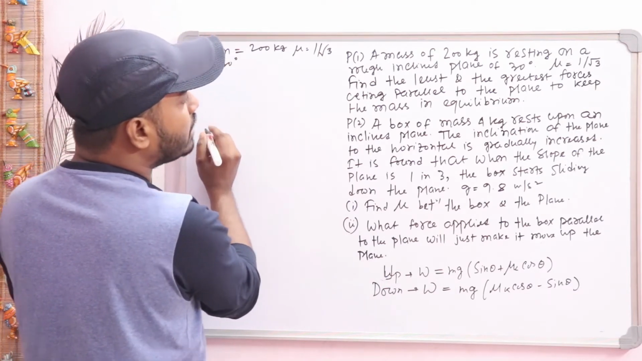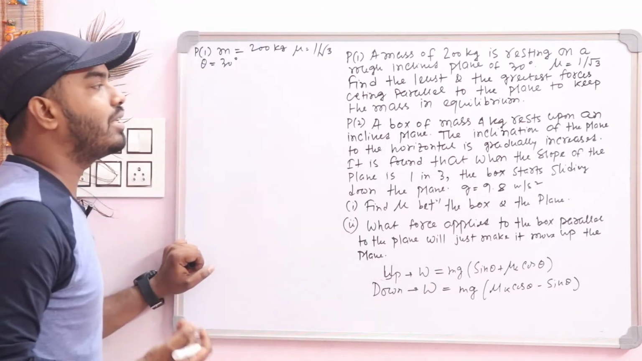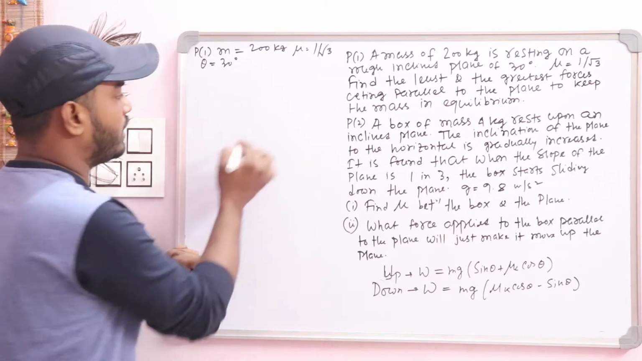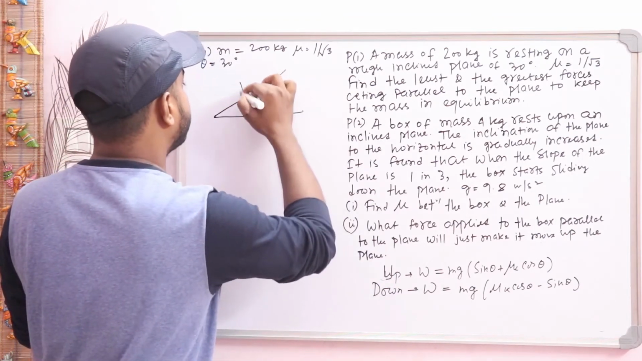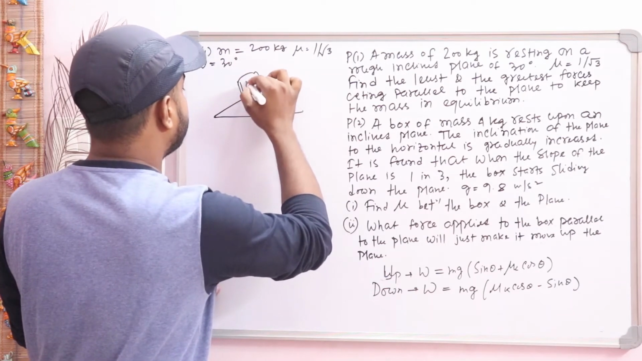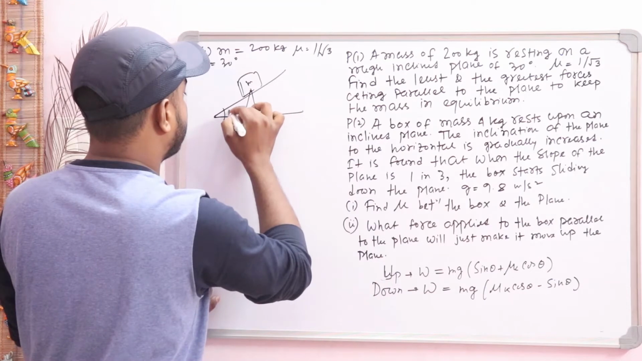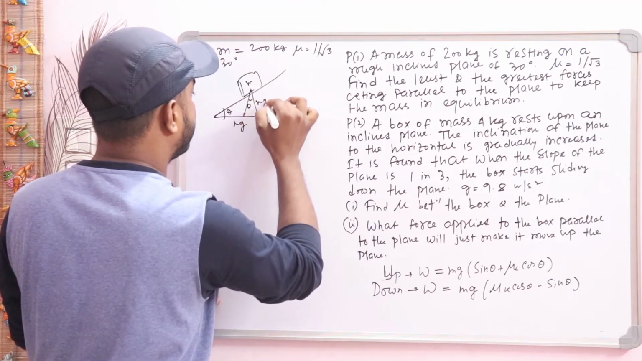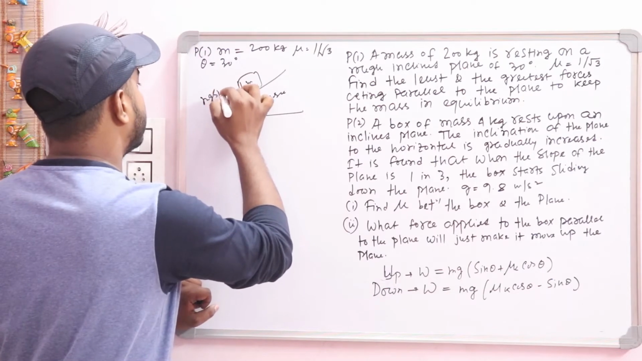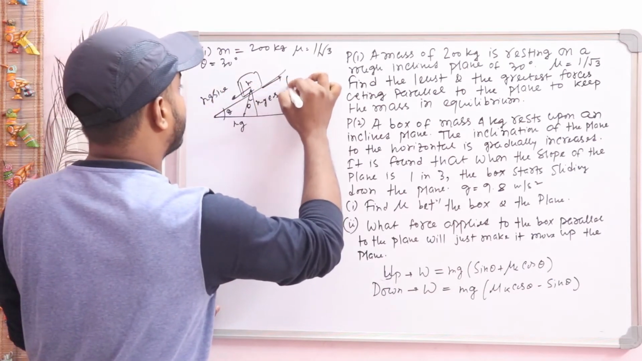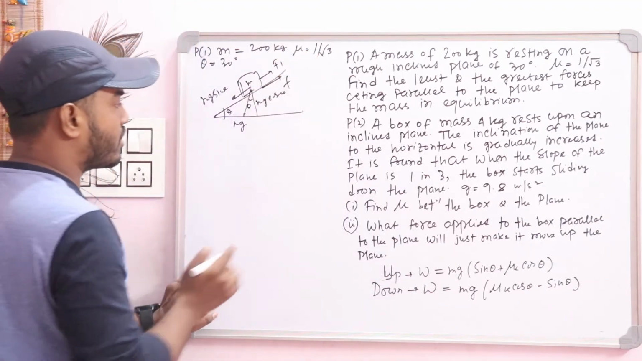Now you have to find out the least and the greatest force acting parallel to the plane to keep the mass in equilibrium. Suppose this is an inclined plane, mass m is situated here, so mg downward, this angle theta, this is mg cos theta, this component mg sin theta, and here the frictional force f, and here the applied force, suppose F1. This is our first condition.